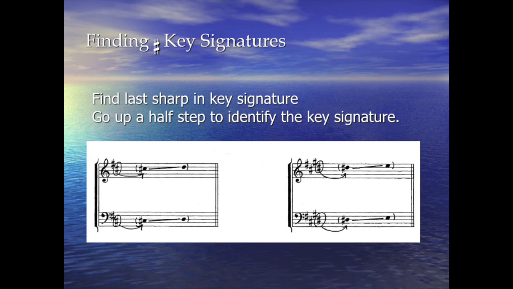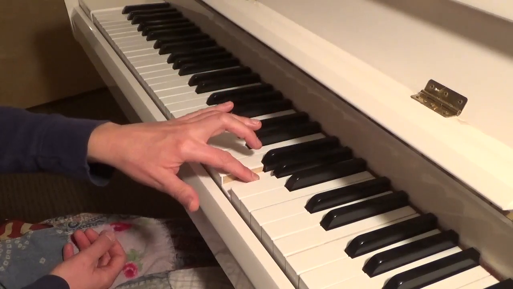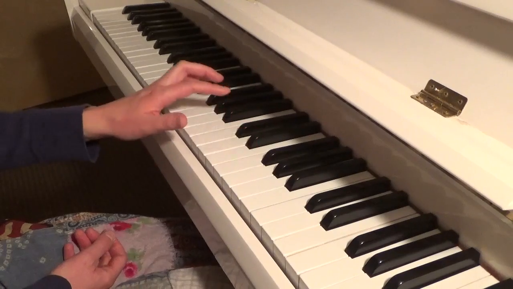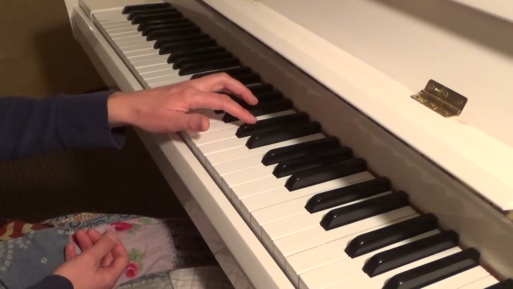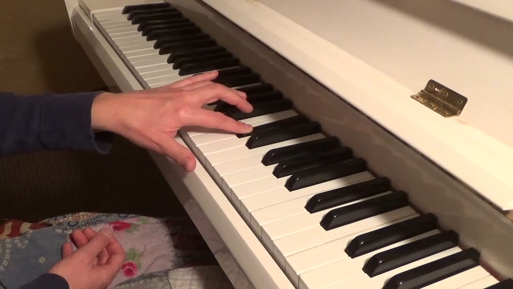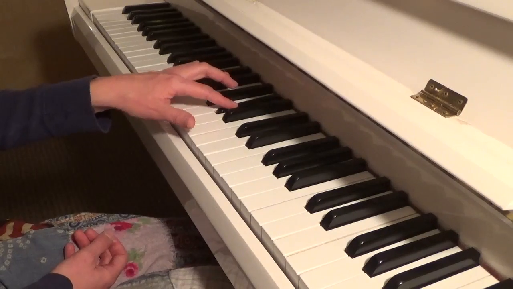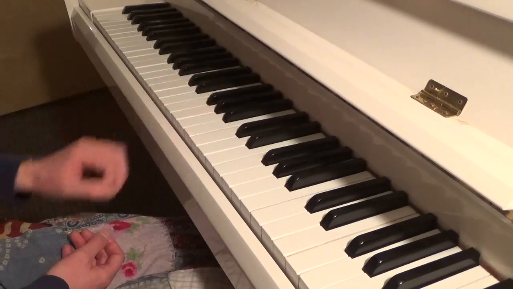There's a really quick way to identify any major key signature. You look at the last sharp in the key signature. That is your leading tone. So if the one and only sharp is an F sharp, that's your leading tone, key of G. If the last sharp in the key signature is a C sharp, if you have an F and a C sharp, that's the leading tone for the key of D. If your last sharp is a G sharp, leading tone for key of A, and so forth.